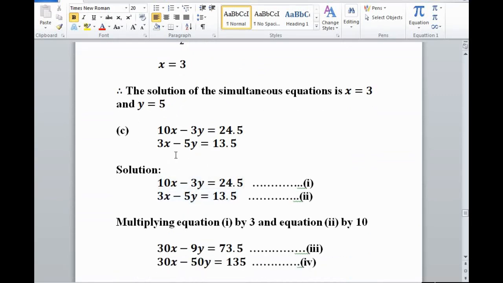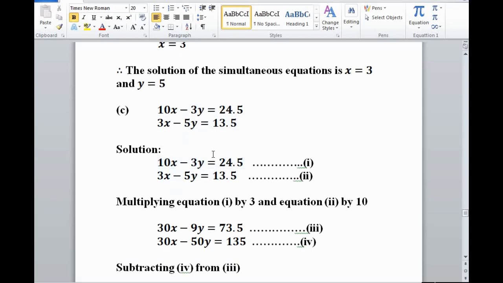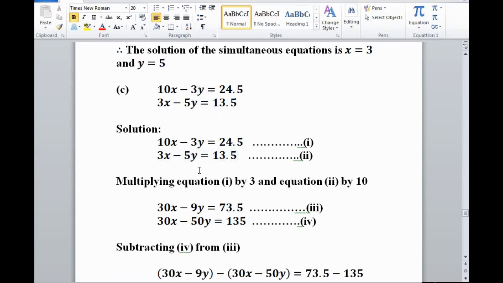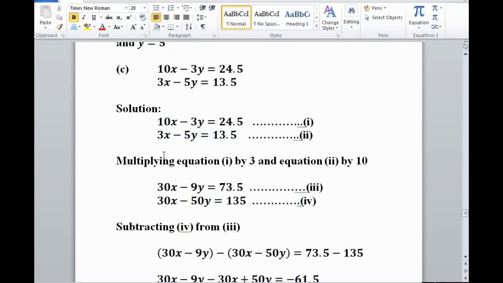Third part from this question, 10x minus 3y equals 24.5, 3x minus 5y equals 13.5. So again, we have two different values for the coefficients of variable x and variable y in both the equations. So step 1 is to name these two equations as equation 1 and equation 2. And now I'm going to multiply equation 1 by 3 and equation 2 by 10. Because we have two different values of the coefficients of x and y in these two equations.